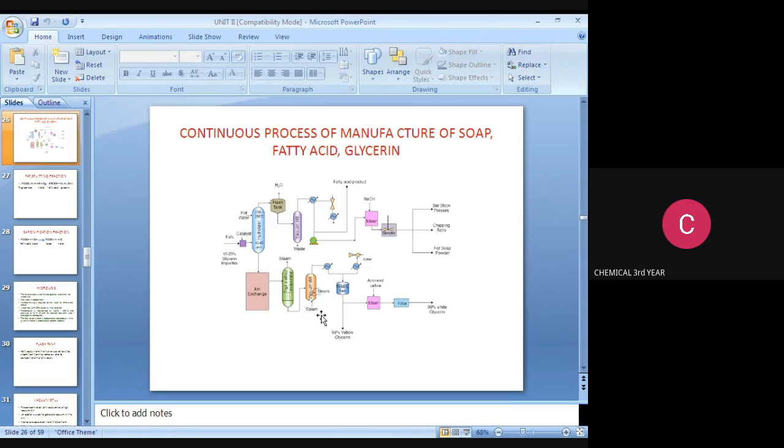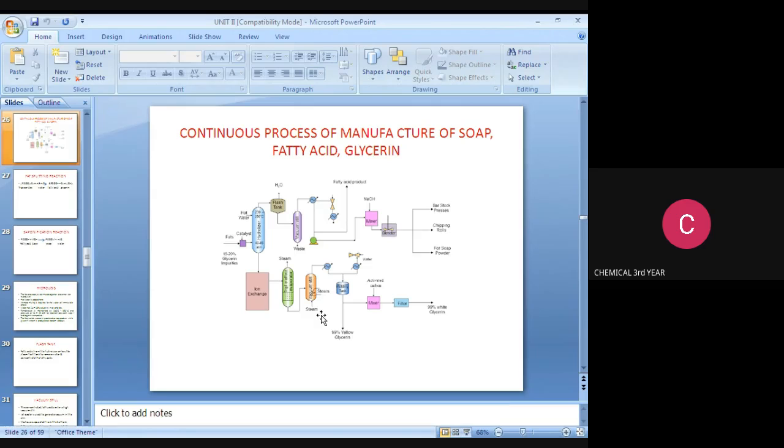One part of the fatty acid is again passed to the mixer. In this mixer we are adding NaOH, and in the blender complete blending and mixing will take place. We are producing bar stock, chipping rolls, and soap powder. For soap powder we are using the spray dryer. Chipping rolls produce the soap, and bar stock presses the soap viscous mass into bars.